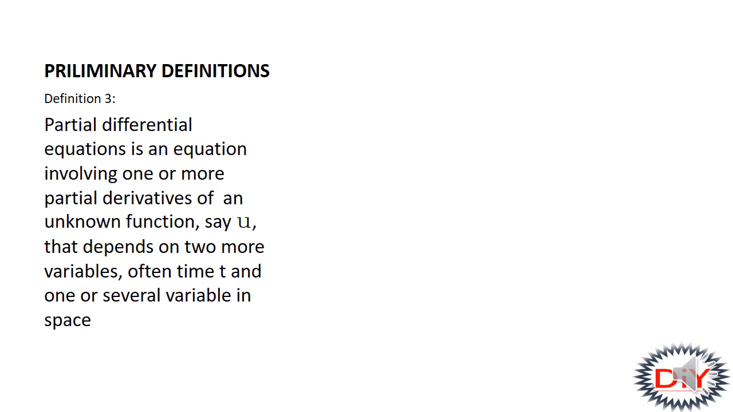Definition 3 for us to draw some things. They said a partial differential equation is an equation involving one or more partial derivatives of an unknown function, say u, that depends on two or more variables, often time t and one or several variables in space. That's what definition 3 says. So the first example we're going to look at is this. Now we see that for the last example we talked about only x and y, but here another variable is being introduced, what? u.